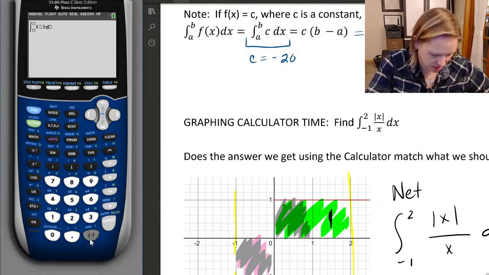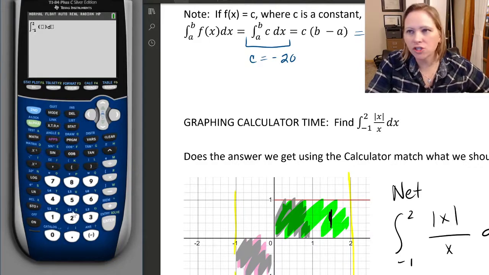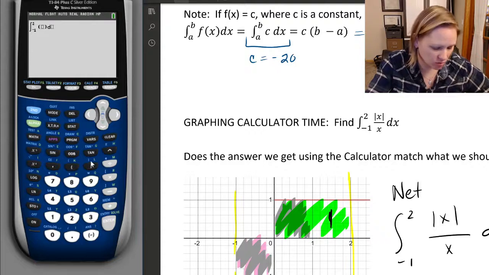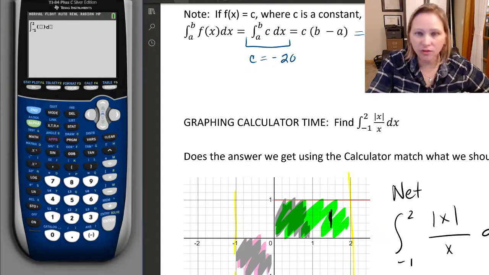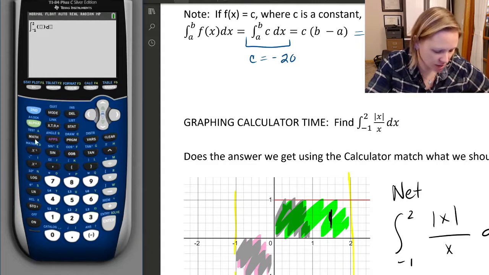My lower limit is -1. I just type in what I see. Now I know some of you have the older version, and that's okay. I'm going to walk through what that is, so just hang tight for a moment. Now I have the absolute value over x. Here's how I get to my absolute value function.